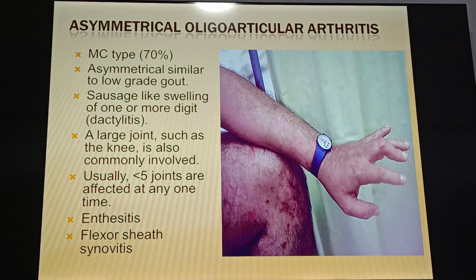So we can talk something about the asymmetrical oligoarticular arthritis. It is very common in psoriatic arthritis. It is the most common type. Nearly 70% of the population will have asymmetrical oligoarthritis.